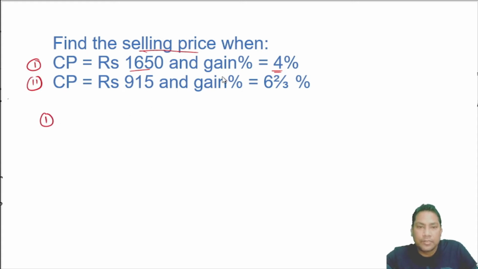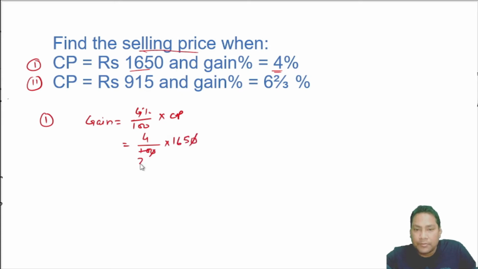Now we will first take out the value of gain. The formula of gain is gain percent divided by 100 multiplied by cost price. Gain percentage is 4 and the cost price is 1650. Cancel 0 0, 5 2s are 10, 5 3s are 15, again 15, 5 3s are 15, 2, 33 into 2, 66. The gain amount is 66 rupees.